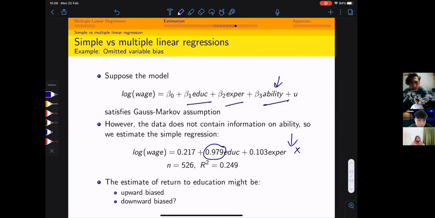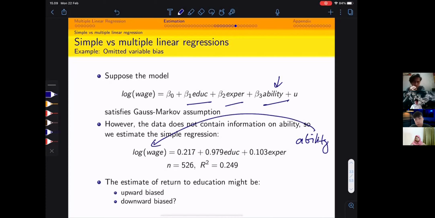Okay. Now, to answer that, let's do a quick discussion. What do we omit? We omit ability. What's the relationship between ability and wage? Is it a positive relationship or is it a negative relationship? Positive, sir. Yeah. So we can assume that it's a positive relationship, and it's actually a robust relationship. People with better innate ability are more likely to obtain higher wages in the labor market, or are associated with higher wages.